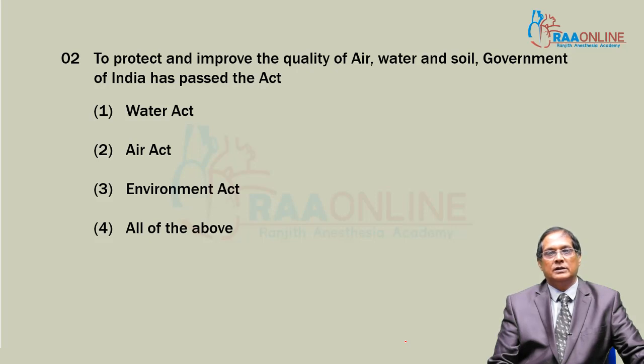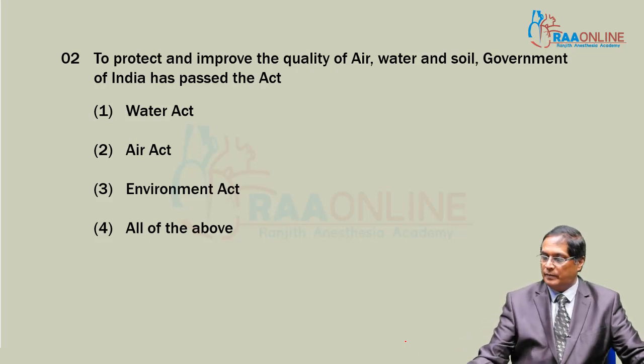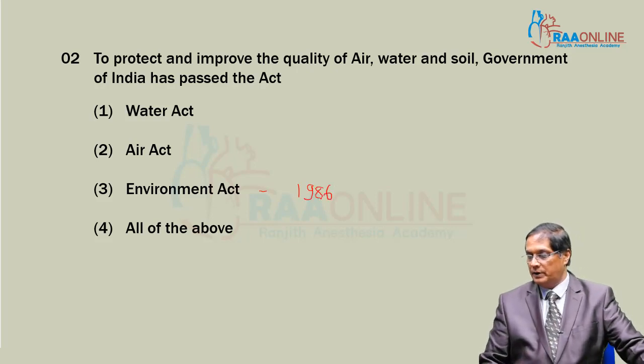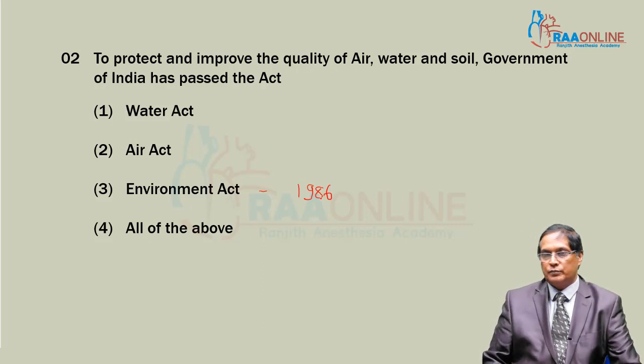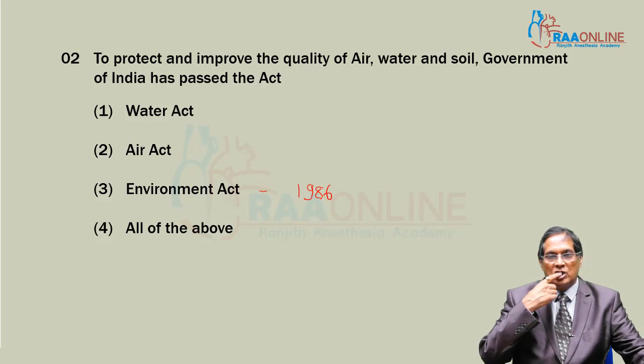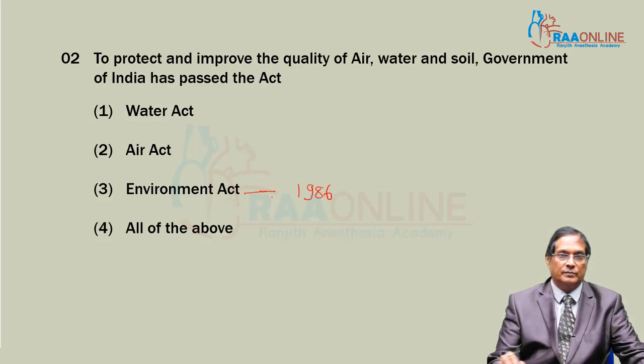To protect and improve the quality of air, water and soil, the Government of India passed the Environment Protection Act, or Environment Act, in 1986. This is GK-based information.